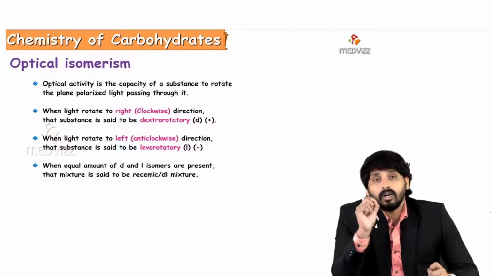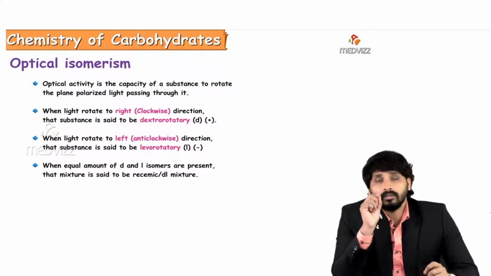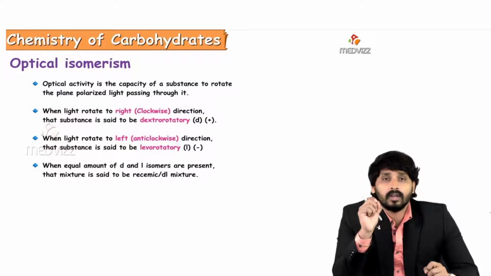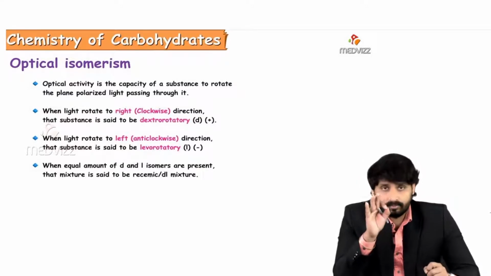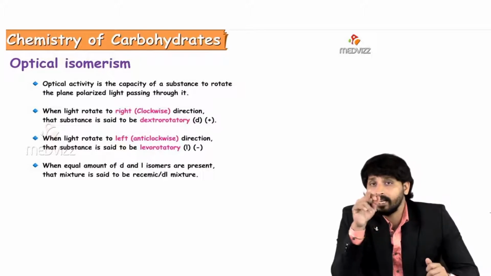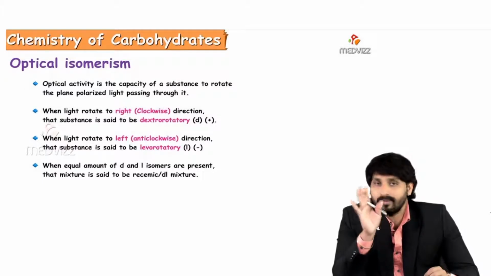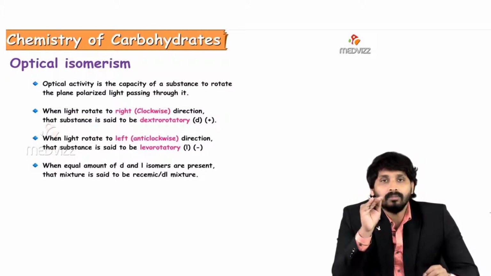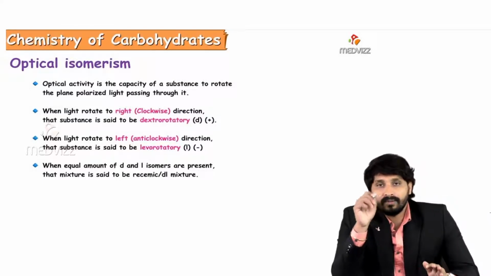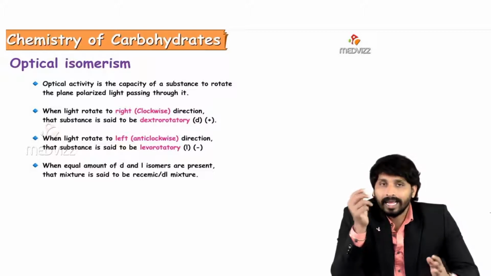In nature, the most useful carbohydrates that we consume are in D form. Whenever you see alpha-D-glucose, our body can utilize only the D form of glucose, not the L form. Our digestive system's enzymes act on D type carbohydrates only. You see alpha-D-glucose, alpha-D-fructose or alpha-D-galactose, like this.